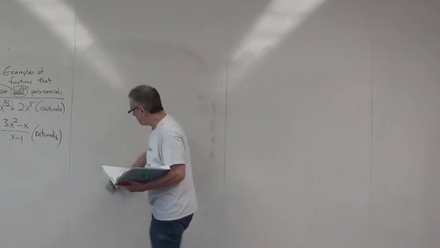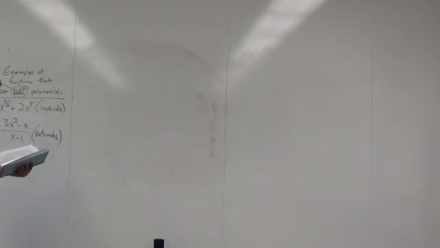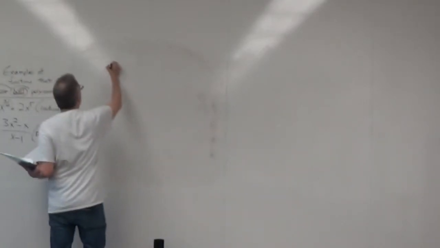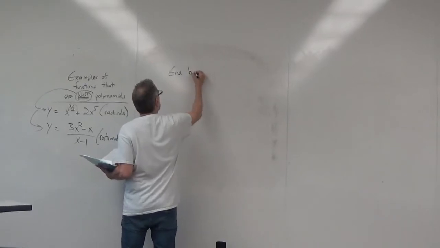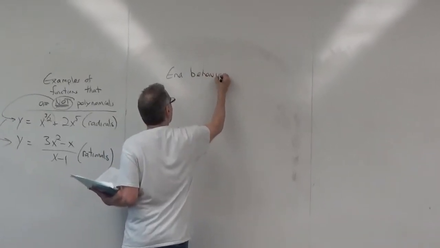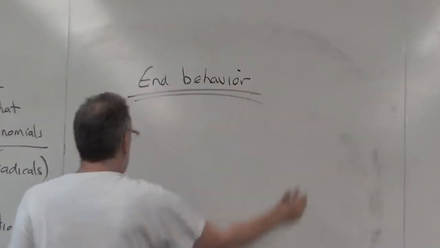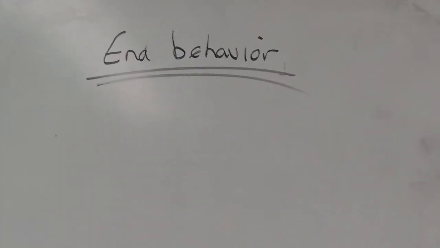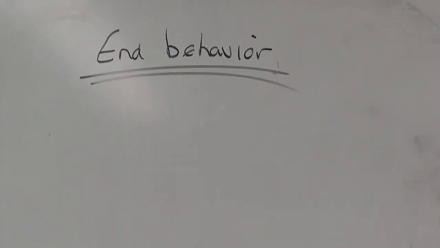All right, so first we're going to start with the extremes, like we said. So we call this end behavior. What does the polynomial look like at the ends? And there's a very nice table that explains this fully on page 350.